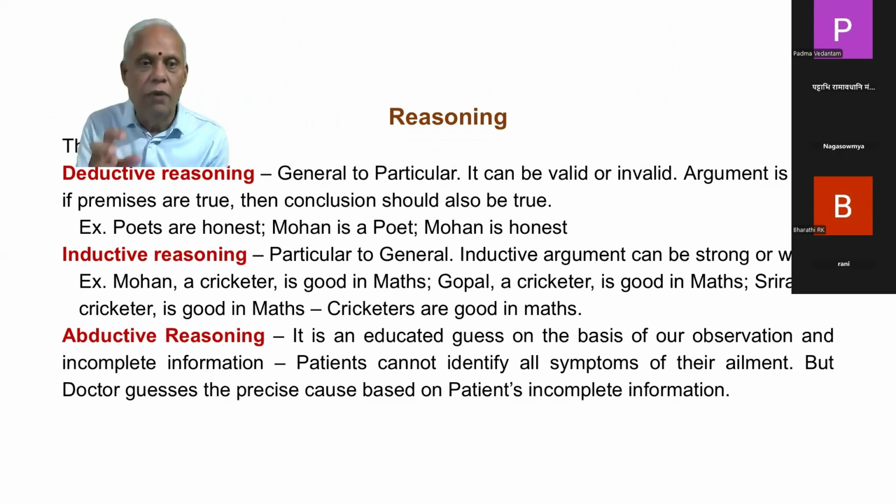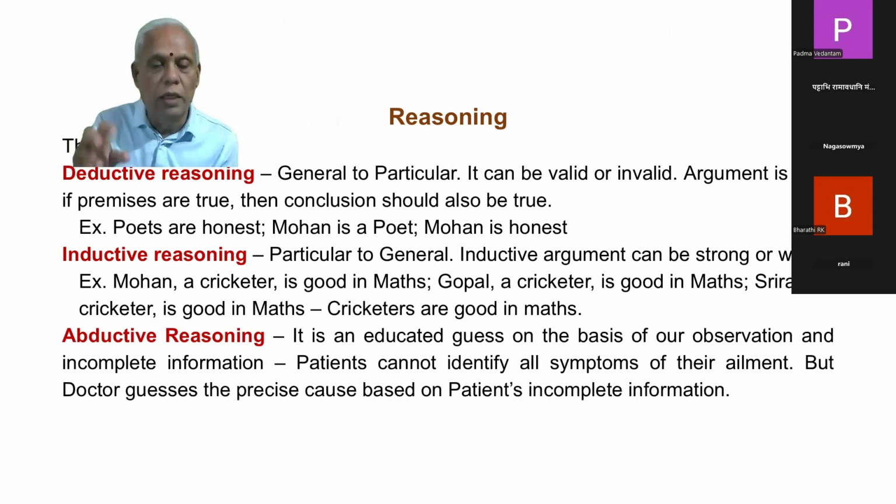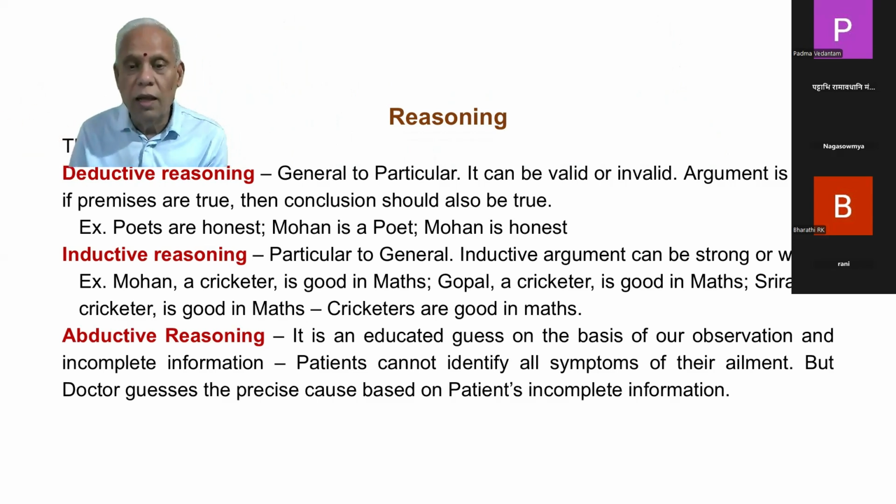ఎందుకంటే you are applying one condition to a particular condition, or a particular condition to a general condition. సో ఇక్కడ a general condition to a particular condition. సో ఇక్కడ valid or invalid అనేది మాత్రమే ఇక్కడ చెప్తాం. When we look at the examples, you will understand it thoroughly.